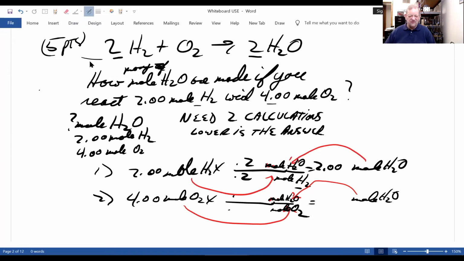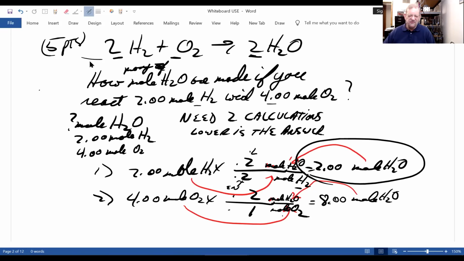And where do I get a ratio of moles of oxygen to moles of water? From the balanced chemical equation. For every 1 mole of oxygen, I make 2 moles of water. And remember, all these are always exact numbers. So if I do the math, I get 8.00. And the answer is the lower one of those two calculations. So my answer is 2.00 moles of water. And that's how you do it.